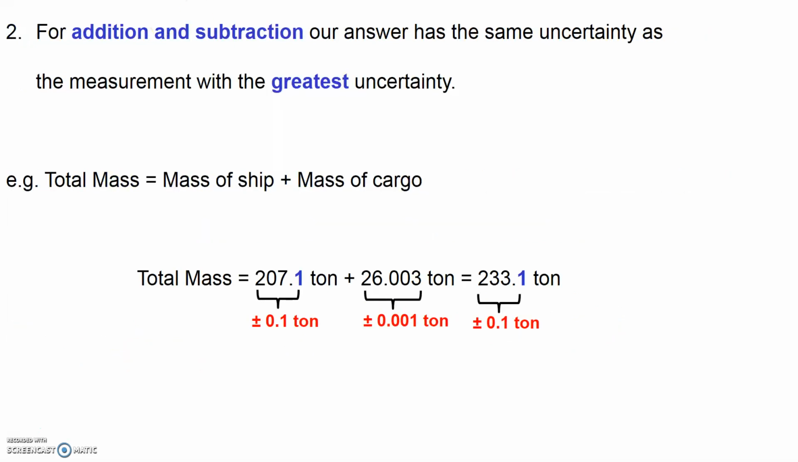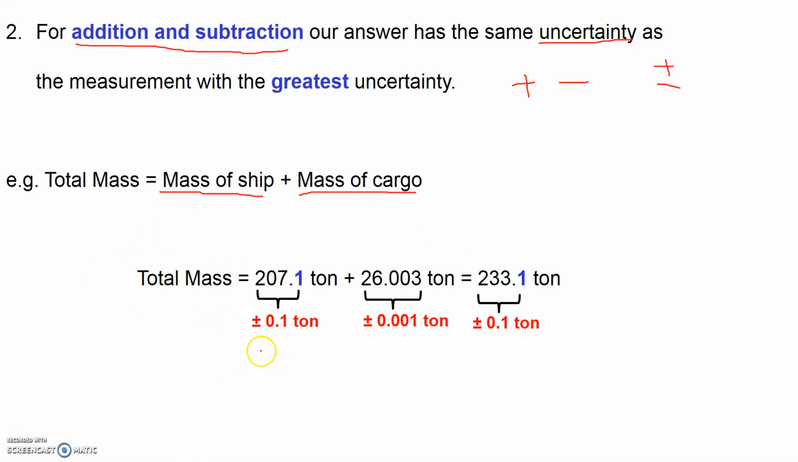Now, I have a second rule that applies for when I'm adding or subtracting. And when I'm adding or subtracting, it's not about the significant figures, it's all about the uncertainty, the plus or minus of my measurement. And my rule is this: for adding and subtracting, the answer has to have the same uncertainty, the same plus or minus, as the measurement with the greatest uncertainty. So here I'm adding two masses together. This is a really common thing to do, to take a container and then to put some stuff into it.